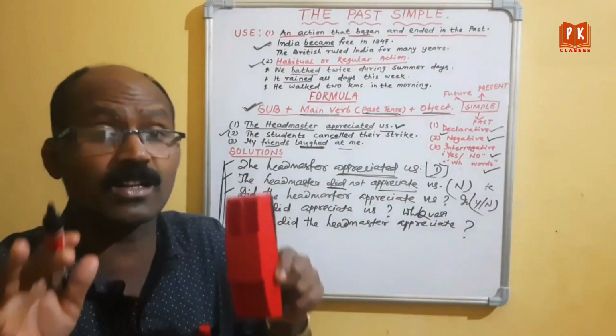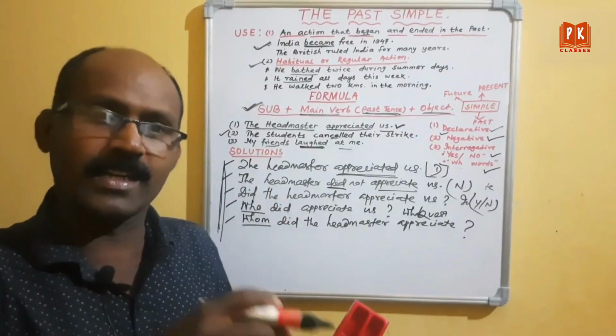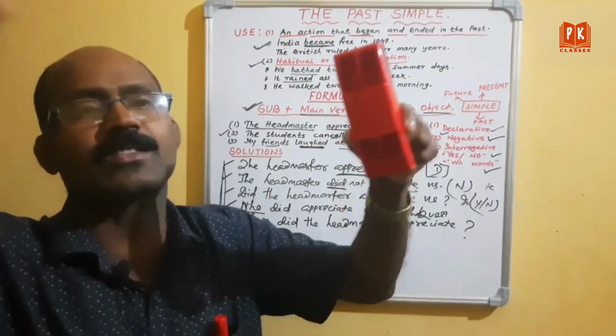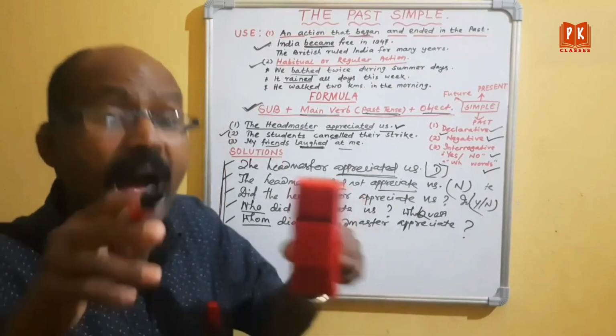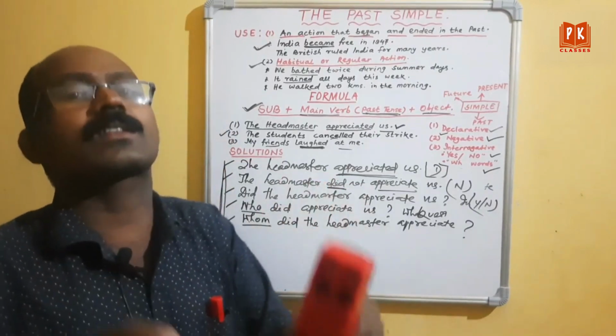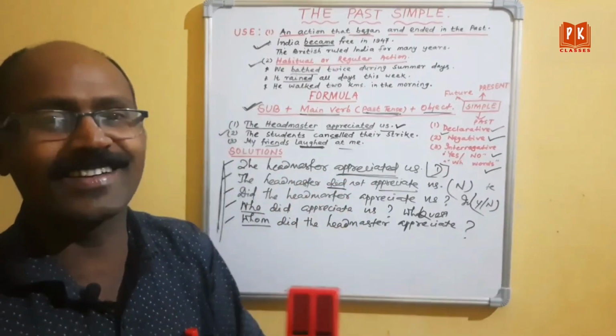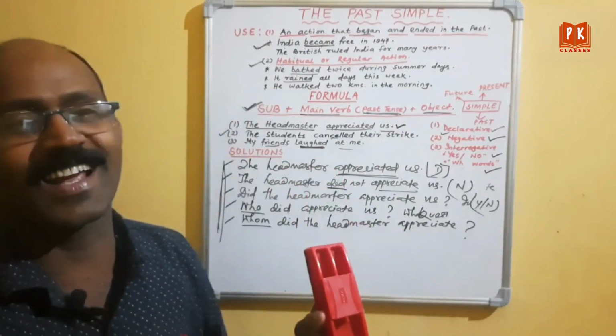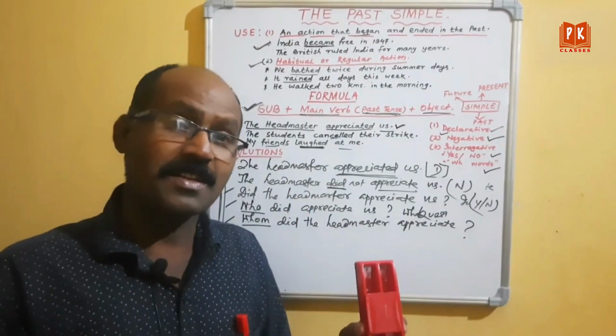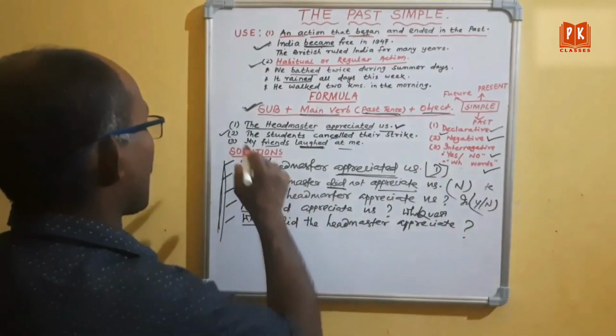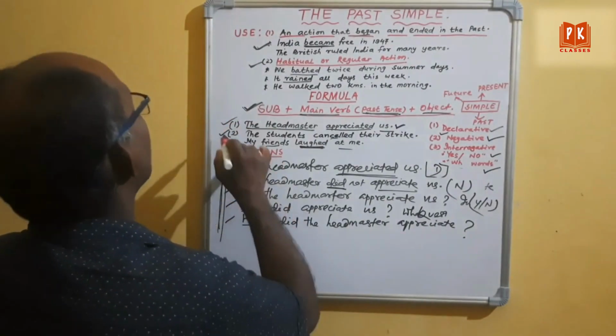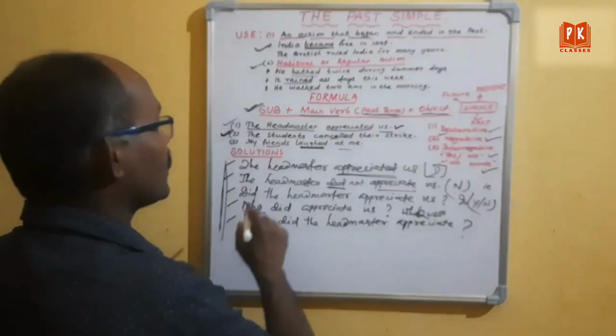Then come to the WH question. Who did cancel their strike? Who? Then did cancel their strike. Who did cancel their strike? What did the students cancel? Did you understand?